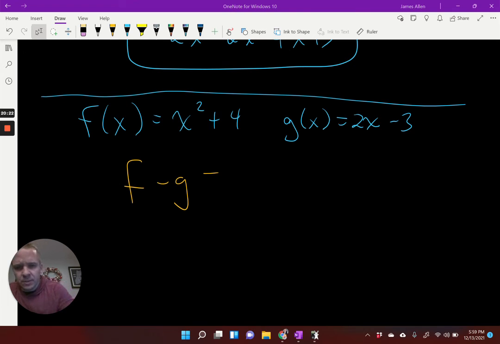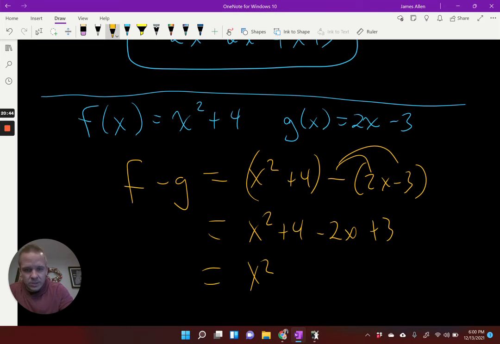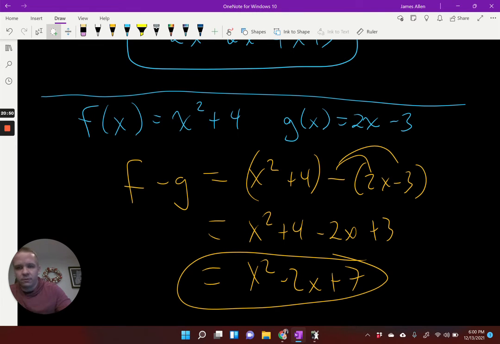All right, so let's set this first one up here. So we have f minus g. So I'm going to use some parentheses just to be careful, and we're going to have x squared plus 4 minus, and then we have 2x minus 3. Big thing here is remembering to distribute your negative sign, right? So we have your subtraction. So we have x squared plus 4 minus 2x plus 3, and we end up with x squared minus 2x plus 7. Final answer. Done with that one. Beautiful. Fantastic. We circle it.